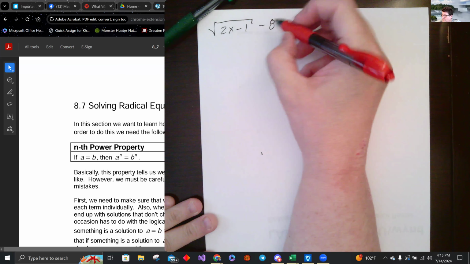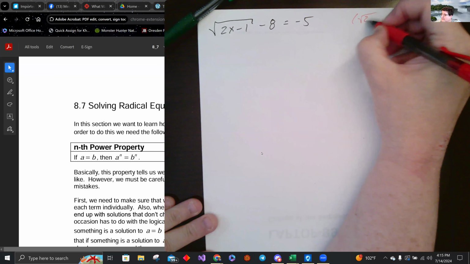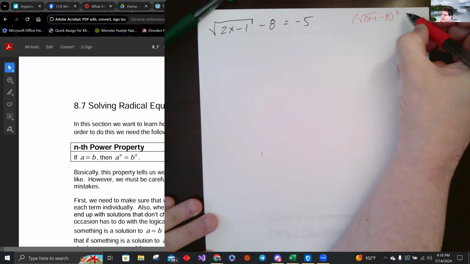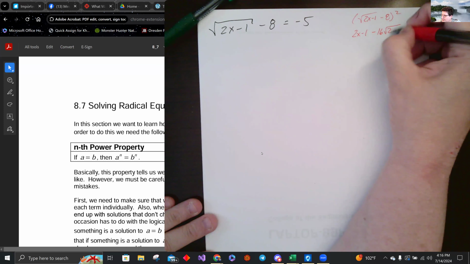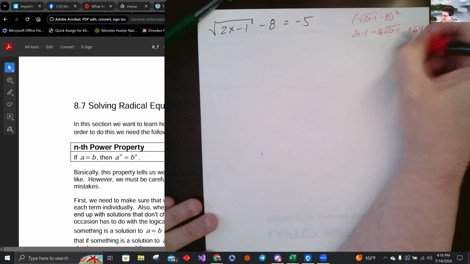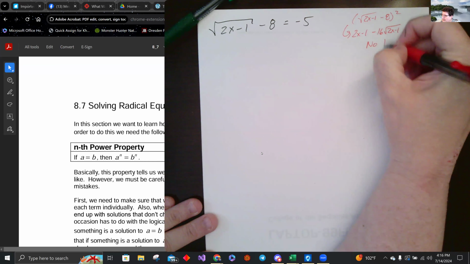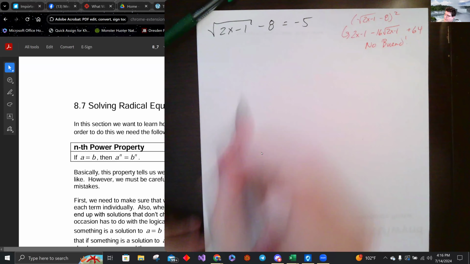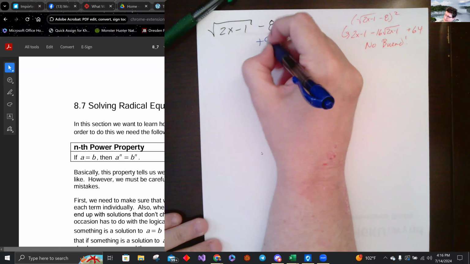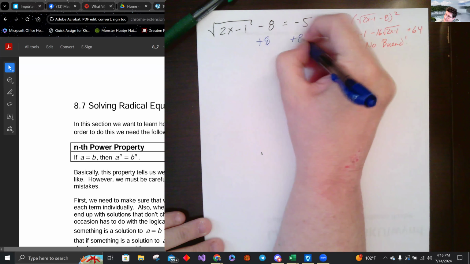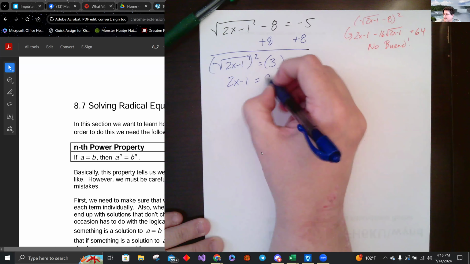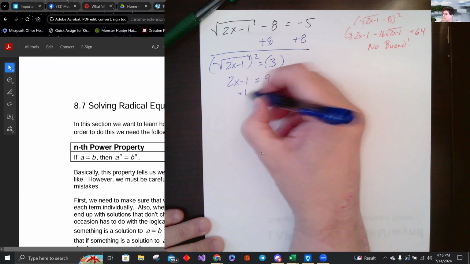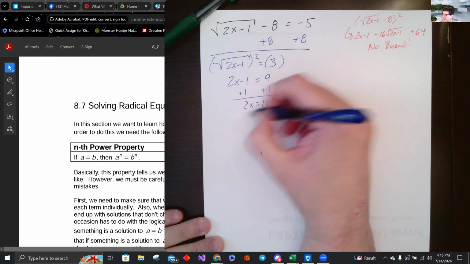Like if we squared this, we would have 2x minus 1 minus 16 square root of 2x minus 1 plus 64. That doesn't help. No bueno. So instead, we're going to add 8 to the other side first. We get square root of 2x minus 1 equals 3. We square both sides. We get 2x minus 1 equals 9. 2x equals 10 and x equals 5.